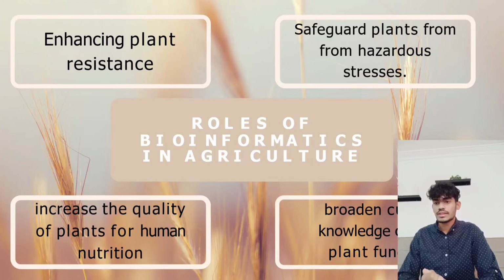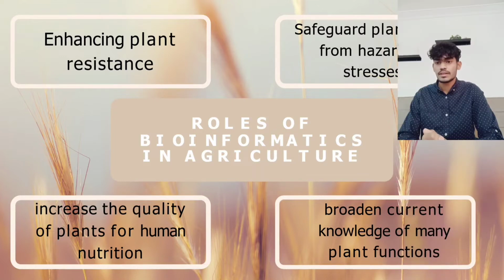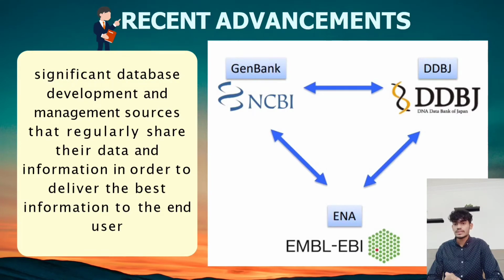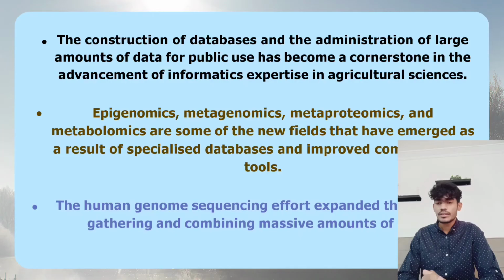Why do we need to understand the importance of bioinformatics in agriculture? In the agricultural industry, bioinformatics has been used to expand the current understanding of various plant functions, protect plants against harmful stressors, improve plant quality for human consumption, and broaden current knowledge of these plants. We now have significant database development and management sources that regularly share their data and information in order to deliver the best information to the user. The construction of databases and the administration of large amounts of data for public use has become a cornerstone in the advancement of informatics expertise in agricultural science.